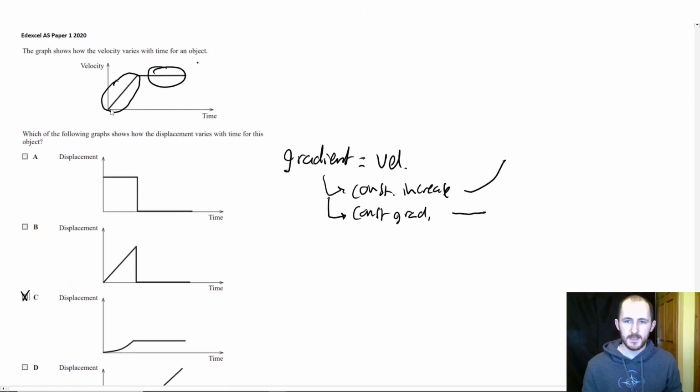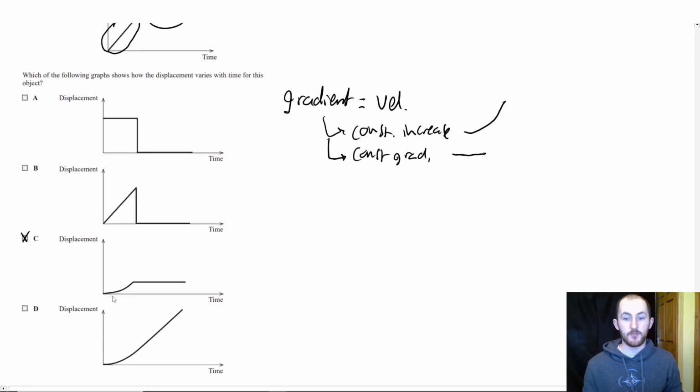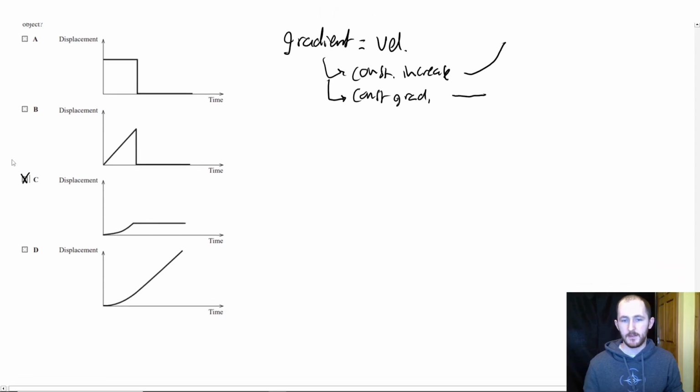Just be very careful, right? So this is increasing, which means the gradient of the displacement should be increasing. The only one that actually shows that is one of these two. And then when it goes straight again, so when I said constant gradient, I actually drew the wrong thing. I meant it's going to be a straight line, not flat. So it's actually going to be D, not C. Brain fart there. But constant gradient would be a constant increase of displacement, okay?